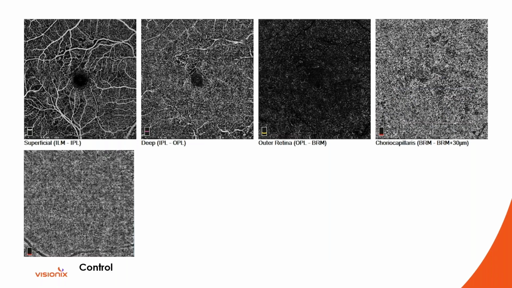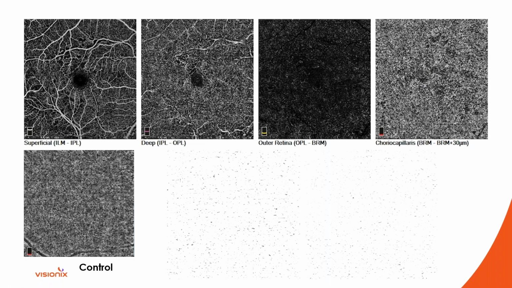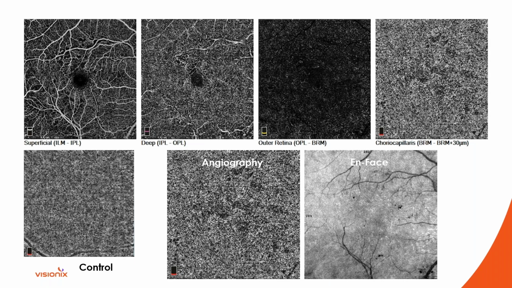And this is just an example in black and white. Control eye, choriocapillaris, nice, homogeneous, spongy appearance. This is a diabetic patient, and you can see the choriocapillaris slab has these dark areas that we're suspecting are correlating with capillary non-perfusion, and that's just a blown up appearance of this and what it looks like on the en-face.